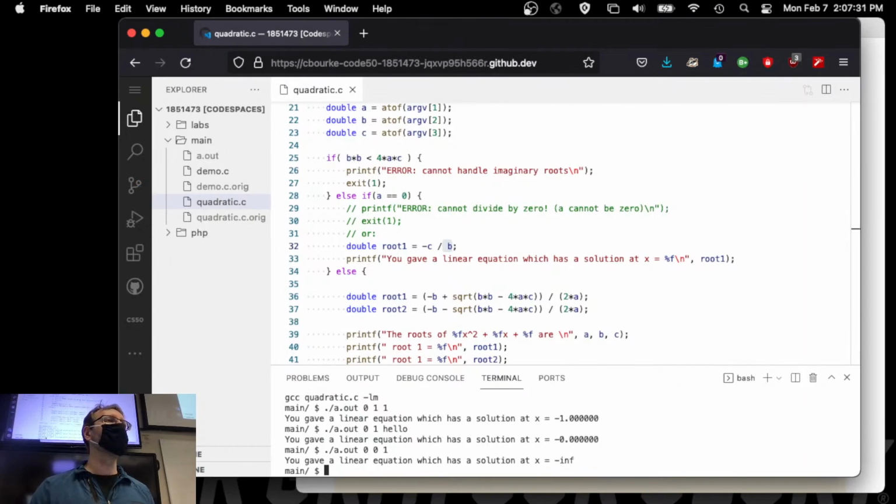Inf, negative inf, is that correct? No, what would that correspond to? So 0x squared, that goes away. 0x, that goes away. Plus c being 1 here, is equal to 0.